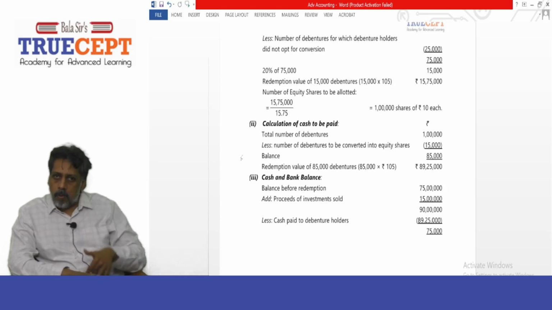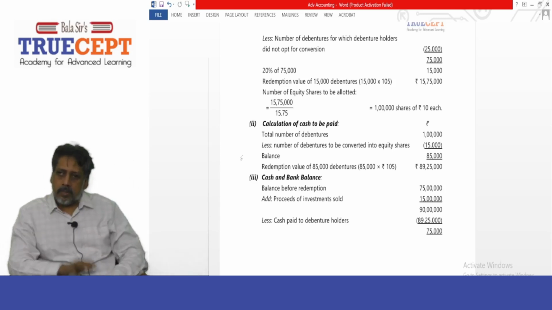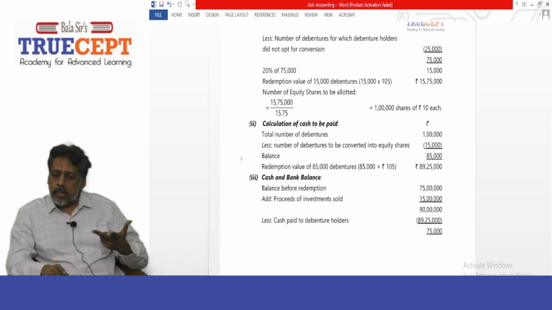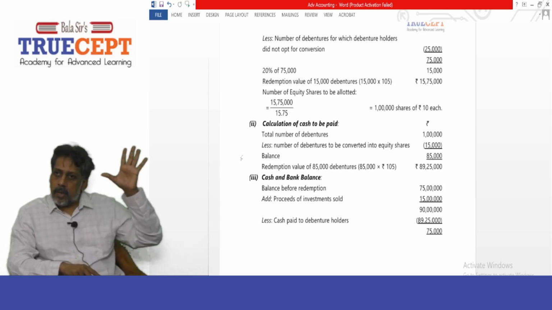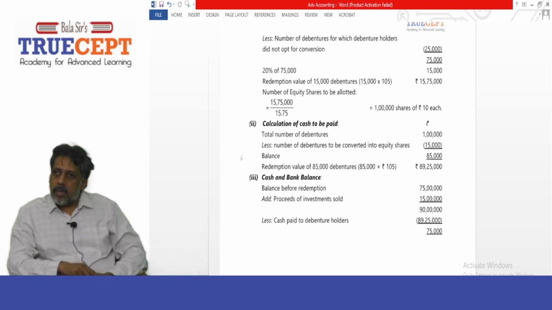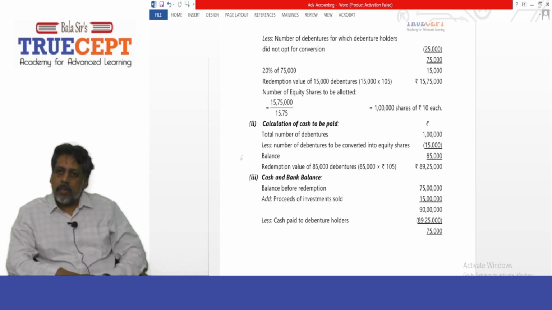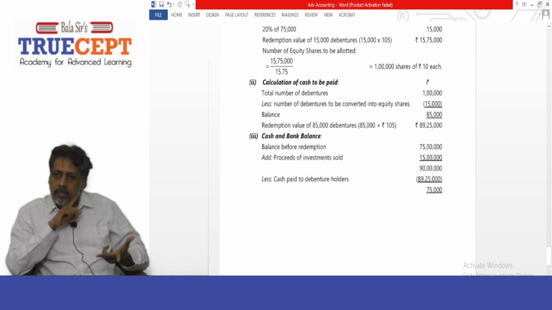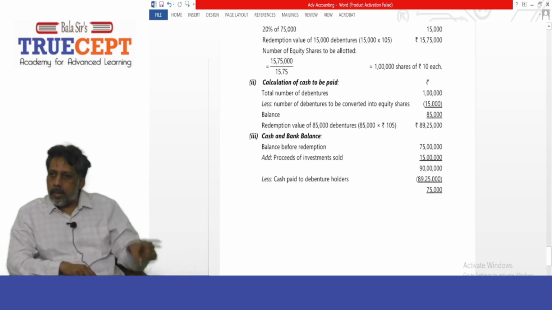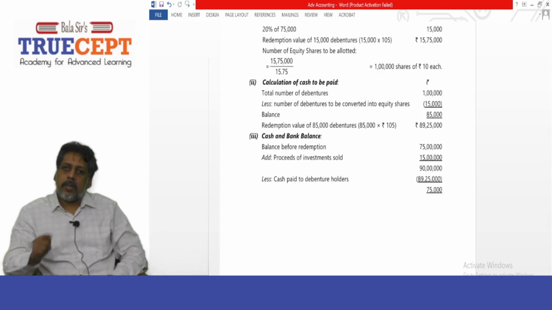And then we have one more working to find the cash balance, the cash at bank after redemption of debentures. Just say opening cash that is given in the balance sheet, how much? Take that amount. The cash balance is 75 lakh. And then to that add proceeds of investment sold, how much? 15 lakh rupees. 90 lakh is the total cash available. Minus rupees 89 lakh and 25,000 payment in cash to debenture holders, leaving a balance of 75,000 cash at bank.